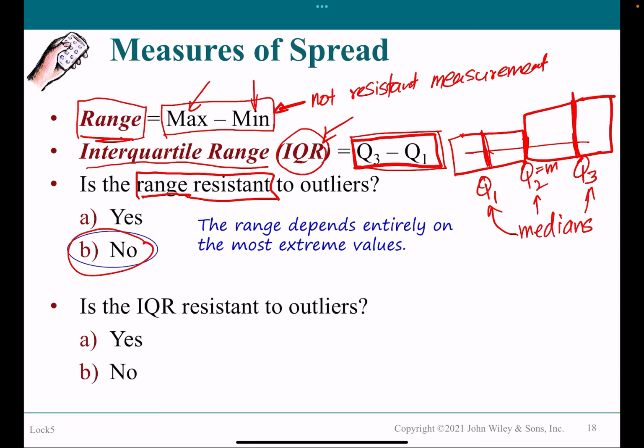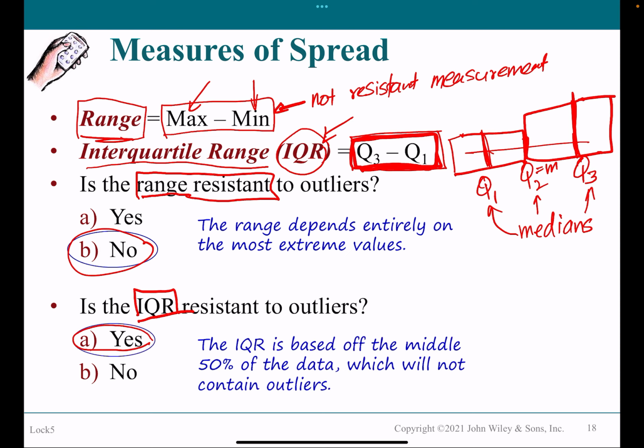The next one asks about IQR. Is the IQR a resistant measurement? Yes. The answer is that IQR is based on Q3 minus Q1, the difference between the third quartile and the first quartile, so it is a resistant measurement.